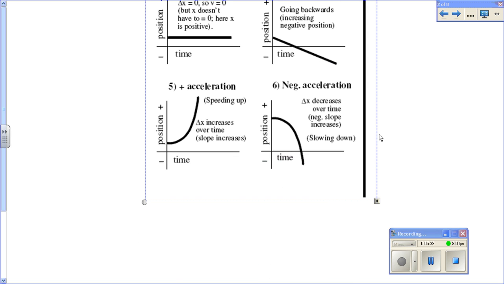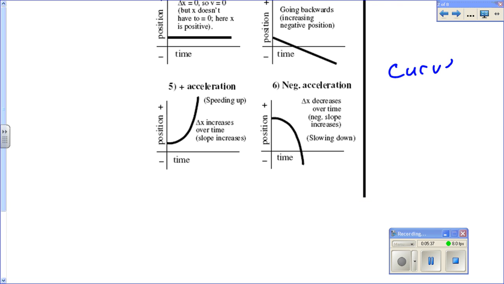Okay, now on this one, a curve means we have acceleration. A curve on a position versus time graph means we have acceleration. That means our speed is not constant. It's changing in some way, shape, or form. So if it curves up and to the left, I'm going to call that to the left, it's speeding up. If it curves down or to the right, it's got a negative acceleration.